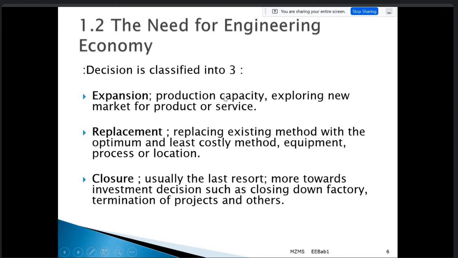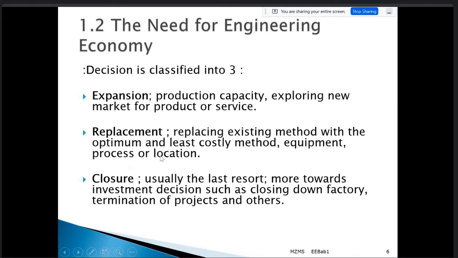First is expansion: expanding production capacity, exploring new markets for products or services. Right now, most companies also try to expand their capacity, especially big companies. For small companies, normally they have already closed down, they cannot survive during the pandemic. So big companies expand their capacity and try to explore new markets for products or services. And then replacement: replacing existing methods with the optimum and least costly method, equipment, process or location.